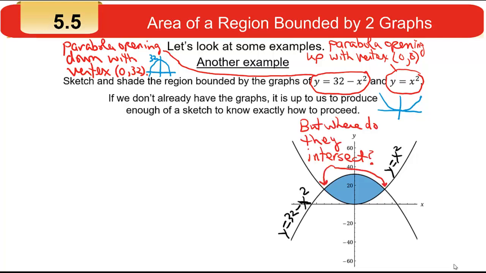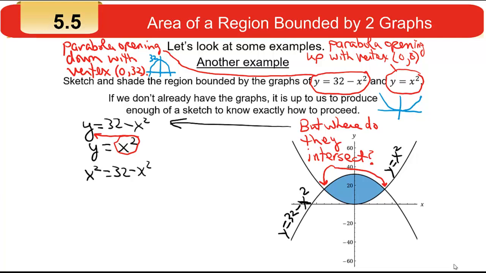But where are those intersection points? It's easy enough to find. All you have to do is take the two functions and set them equal to each other. So looking at the bottom one, if y is equal to x squared, you can put x squared in place of y and get x squared equals 32 minus x squared. Move the minus x squared to the left to make it a plus x squared, and x squared plus x squared is 2x squared. And that leaves the 32 on the right. Divide both sides by 2. You get x squared equals 16. So x is plus or minus 4.